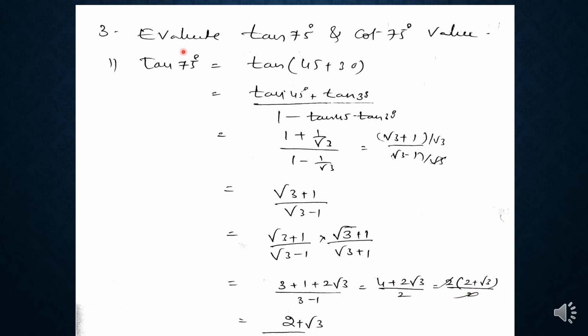So tan 75 degrees is equal to 2 plus root 3 by applying the formula tan of a plus b, where a is equal to 45, b is equal to 30. Tan of a plus b is tan a plus tan b by 1 minus tan a tan b, which is equal to 2 plus root 3.